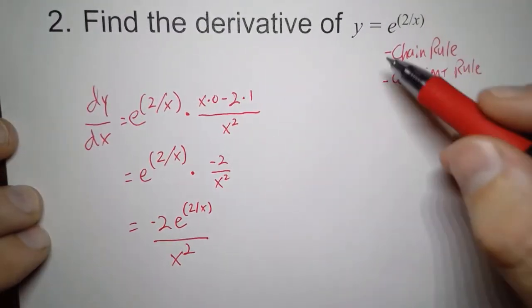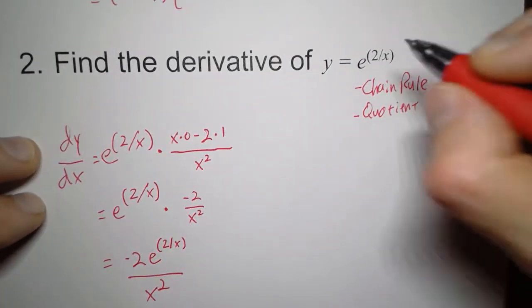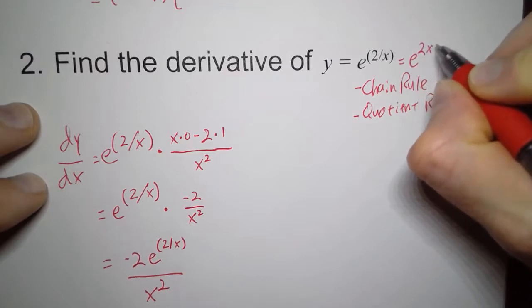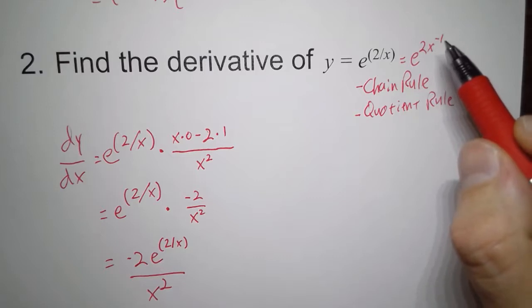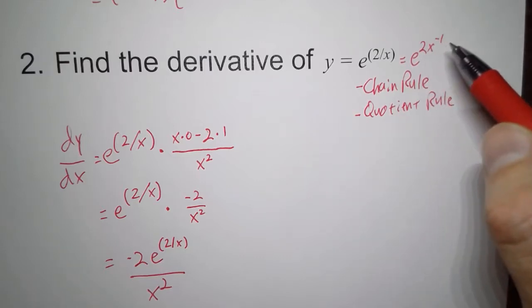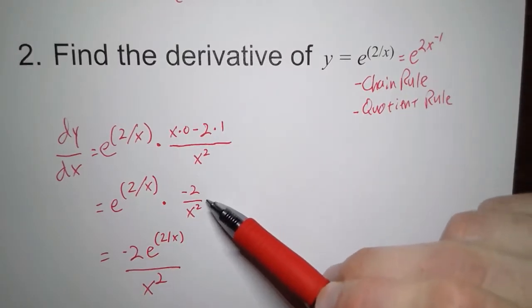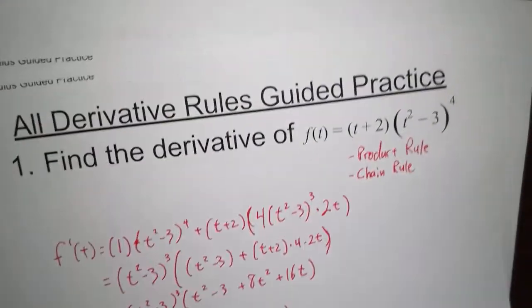Now, an alternative way you could do this is you could think of 2 over x as 2 times x to the negative first. And if you did that, what would happen is you wouldn't need quotient rule. This would just be using power rule, and you would bypass this step and you would end up right here. So let's go on to number 3.